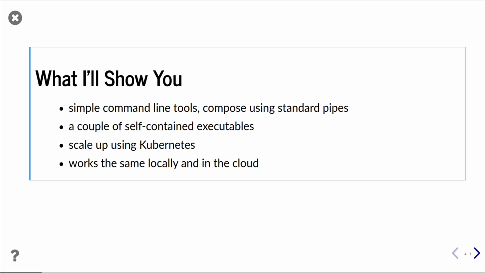What I'll show you is simple command line tools that you can compose using standard pipes to get most large-scale data pre-processing tasks done quickly and easily. They're based on a couple of self-contained executables that you can compile locally and then move to wherever you need them. I'll show you how to scale up using Kubernetes or other kinds of job queuing systems. And all of this works the same locally or in the cloud because it doesn't actually require any kind of file system mounts. All it requires in terms of remote access is HTTP.